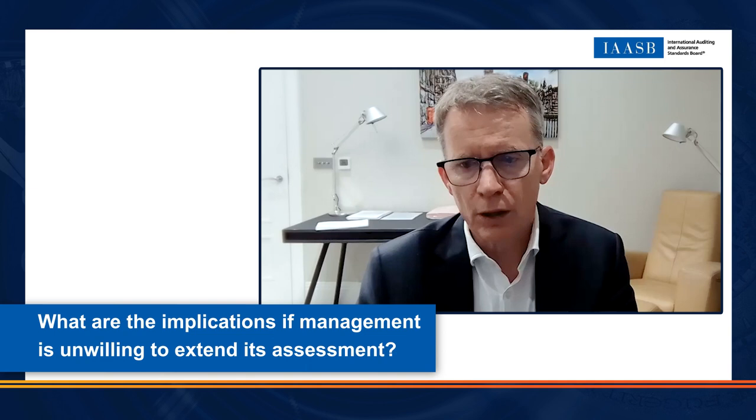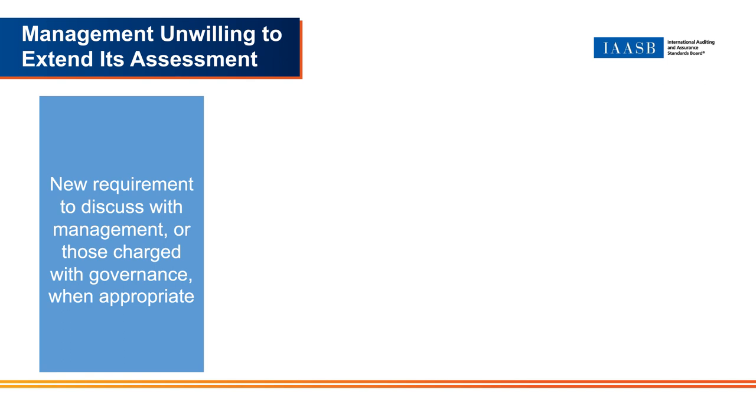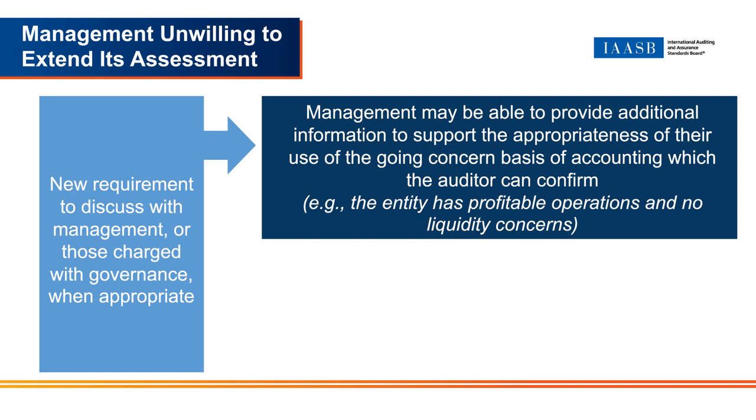So, in the case that management would be unwilling to extend their assessment, the auditor is required to discuss this with management and, where applicable, those charged with governance. This discussion may provide additional information to support the appropriateness of management's use of the going concern basis of accounting in their preparation of the financial statements. An example may be that in the case when the entity has profitable operations and no liquidity concerns, management or those charged with governance provide additional information about this and about the absence of any other events or conditions that may cause significant doubt for the period of at least 12 months after the approval of the financial statements.